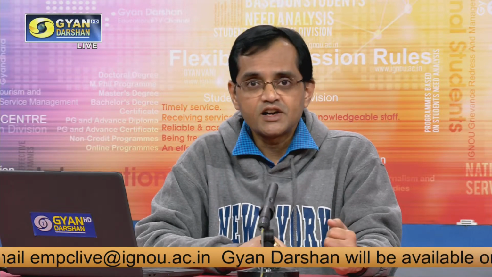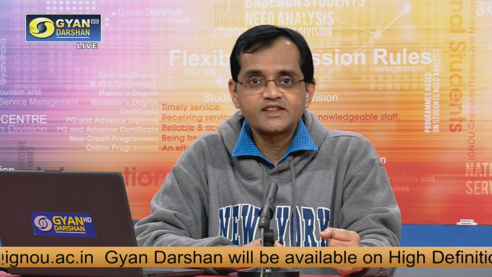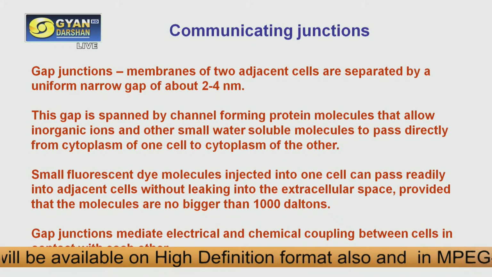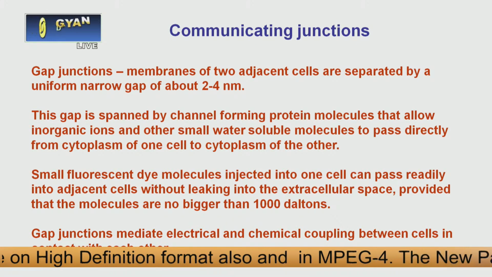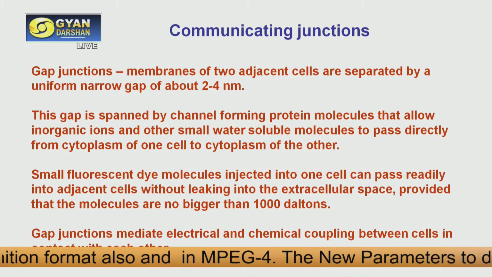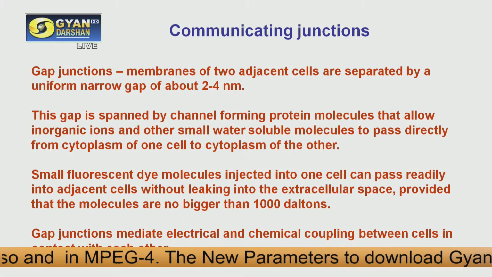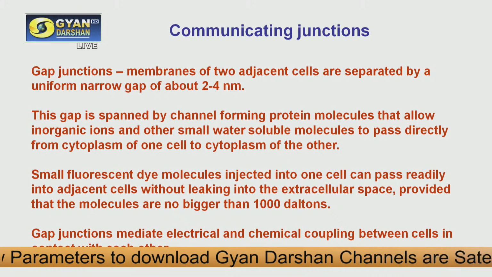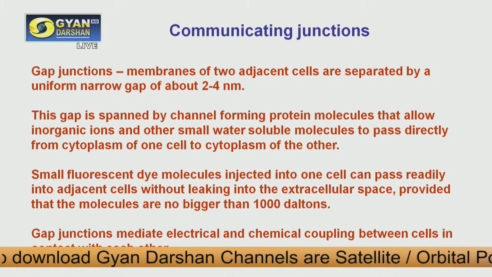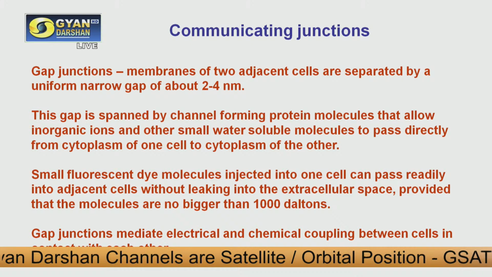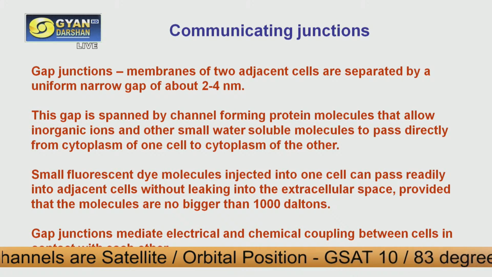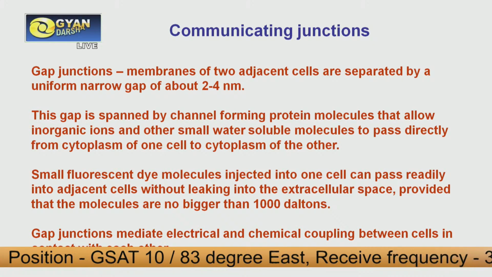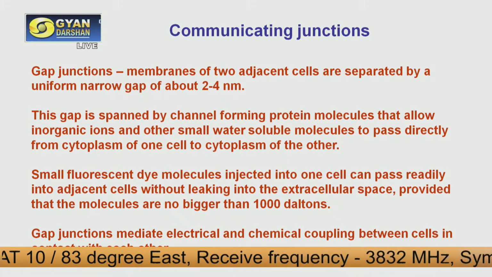Now communicating junctions, as I said, these are also known as gap junctions. What is the difference between tight junction and gap junction or communicating junction? The difference is, as I told you, gap junctions will allow the exchange. So if you imagine two adjacent cells, and obviously there are the cell membranes, and these two cells are separated by a very narrow gap of about 2 to 4 nanometers.